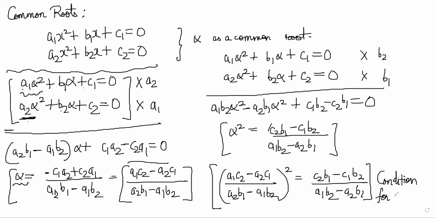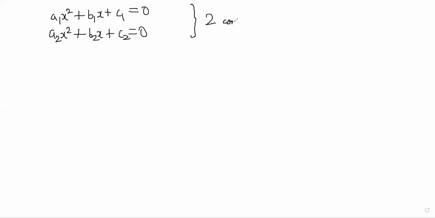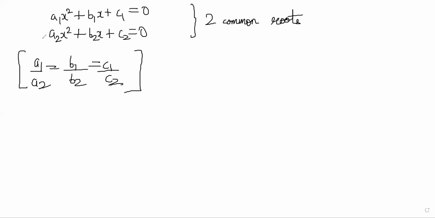The condition for two common roots is obvious, because if there are two common roots, the quadratic equations are actually identical. So if you have a1 x square plus b1 x plus c1 is equal to 0 and a2 x square plus b2 x plus c2 is equal to 0, and they have two common roots, then they are the same equation. So a1 by a2 must be b1 by b2 must be c1 by c2. Only then can you say that both the equations have the same roots. The ratio of the terms must be the same. So that is the condition for two common roots.